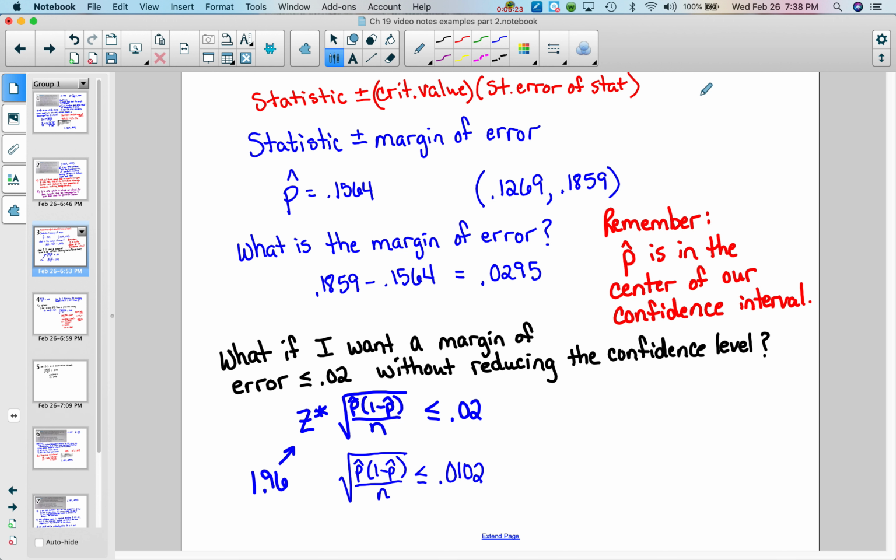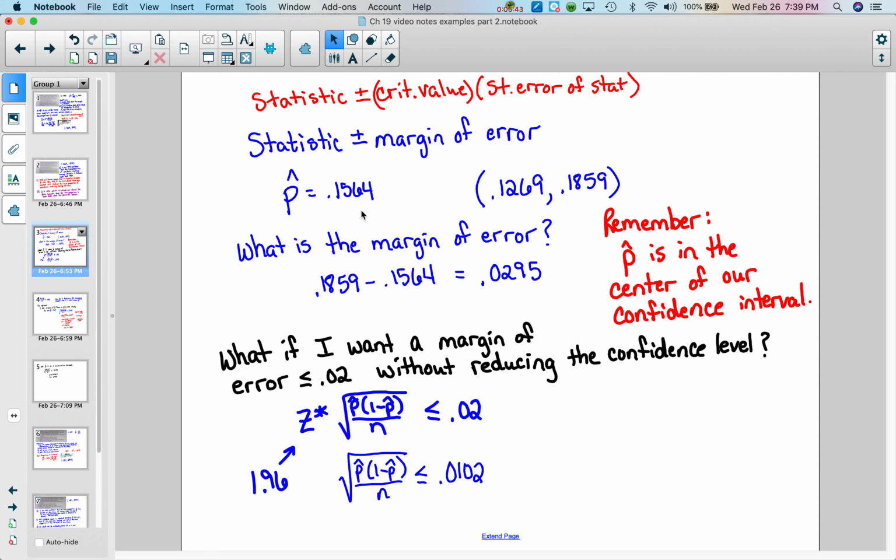So our formula for our confidence interval was the statistic plus or minus the critical value times the standard error of the statistic. This part right here, the critical value, which is our z star for this one, times the standard error, that's called the margin of error. So we have our statistic plus or minus our margin of error.